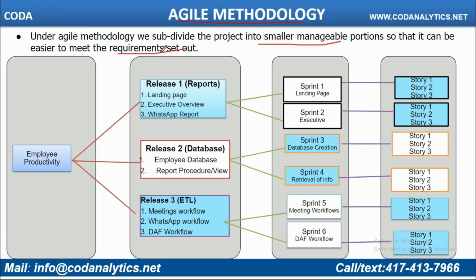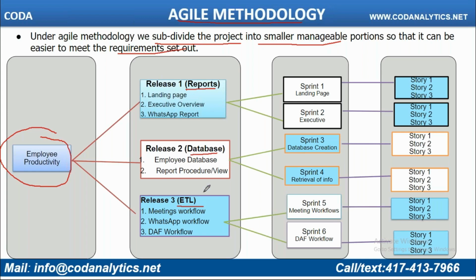We try to subdivide the project into smaller parts, and these smaller parts are easier to work on and manage. Then we work on each smaller part, following its requirements, until we finally accomplish the whole project. For example, here you can see we have employee productivity. This is our project. We break it down into three parts, into releases: release 1, release 2, and release 3. Release 1 is the reporting part. Release 2 is the database side. And the ETL side is release 3.